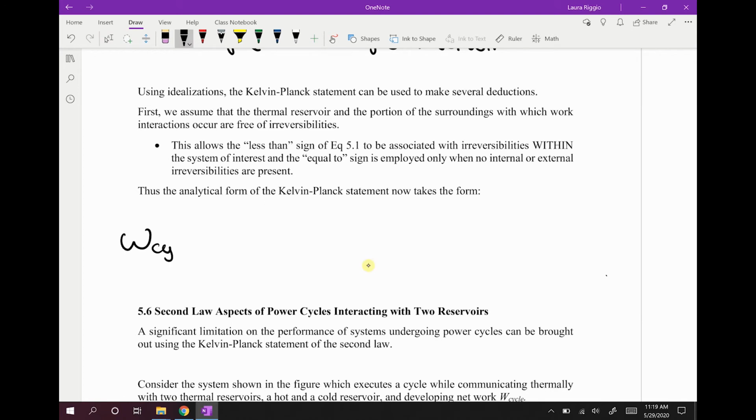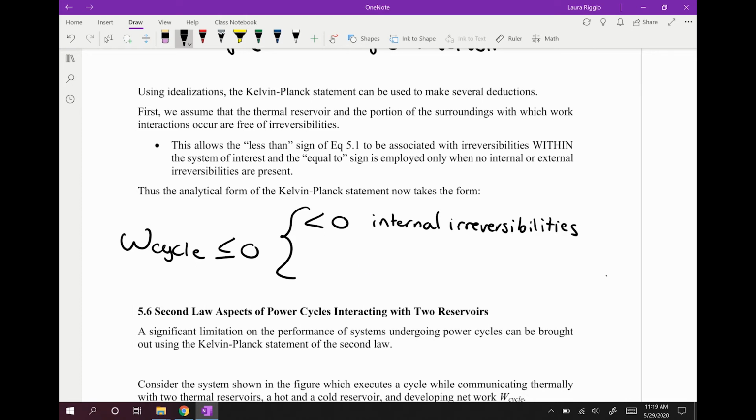Basically, what we're saying is that W cycle, which is less than or equal to 0, if it's less than 0, has internal irreversibilities. If it's equal to 0, there are no internal irreversibilities.